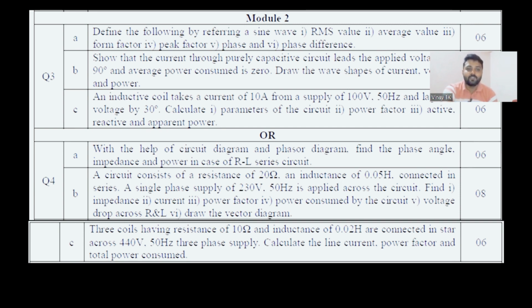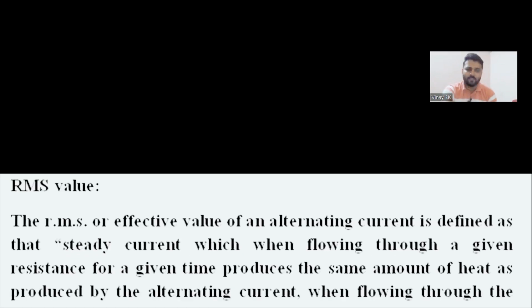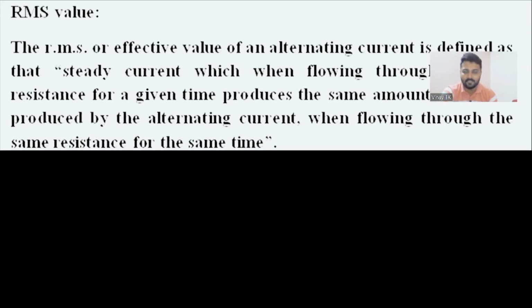You can see Module 2, question number 3, first one: define the following by referring to a sine wave. They asked six parameters that you have to define for 6 marks, so each parameter carries one mark. The first is RMS value, and then average value, form factor, peak factor, phase, and phase difference. RMS value, root mean square. You just have to write the definition, since each is for one mark.